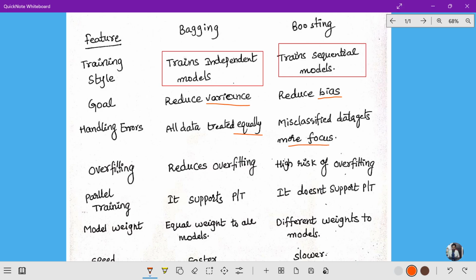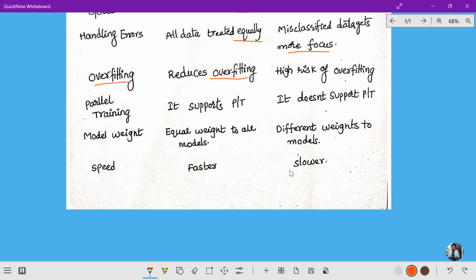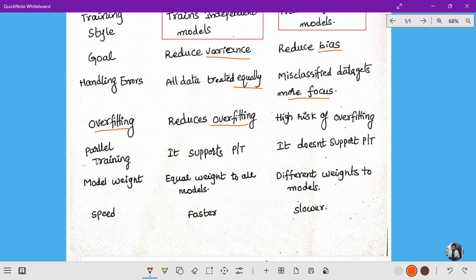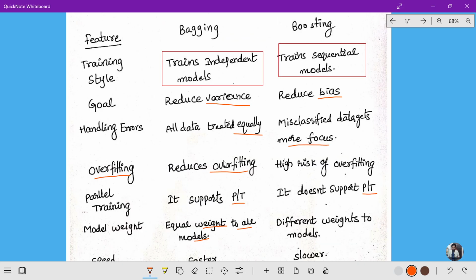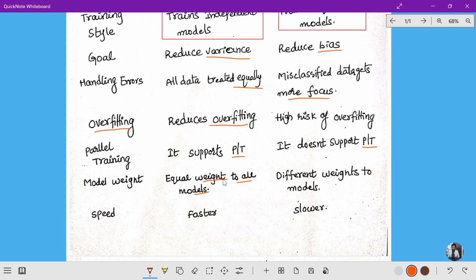The fourth one is overfitting. Bagging reduces overfitting, but boosting cannot reduce it and has a high risk. Next is parallel training. Bagging supports parallel training, but boosting does not. For model weight, bagging gives equal weight to all models, but boosting gives different weights to models. Speed: bagging is very fast and boosting is very slow.